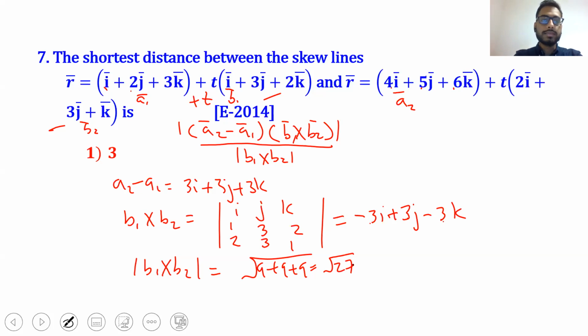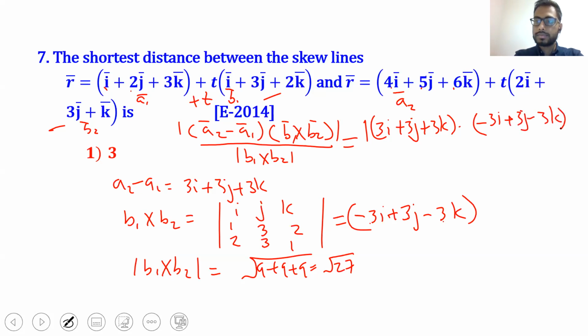What does our formula say? That the shortest distance, or the perpendicular distance, between the two lines is this. And we have already found out these terms. So a2 minus a1 is 3i plus 3j plus 3k, multiplied with b1 cross b2, which is minus 3i plus 3j minus 3k. This whole term is divided by |b1 cross b2|, which is equal to under root of 27.